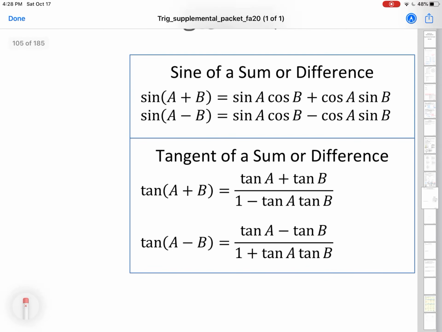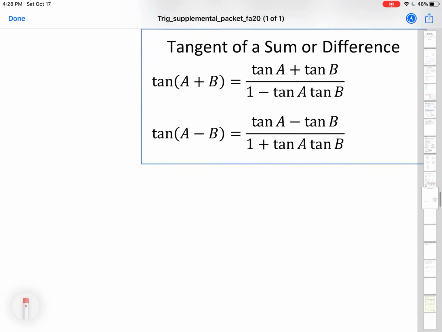Same with tangent, and has the exact same symbol up top. Tangent a plus b is tangent of a plus tangent of b, and then always the opposite sign on the bottom, all over 1 minus the product of the two. So tangent a minus b, subtract the two tangents, and then all over 1 plus the product of the two tangents. So I would say it is worth your effort to memorize, knowing what you're going to see.